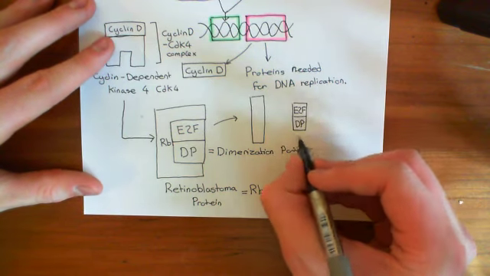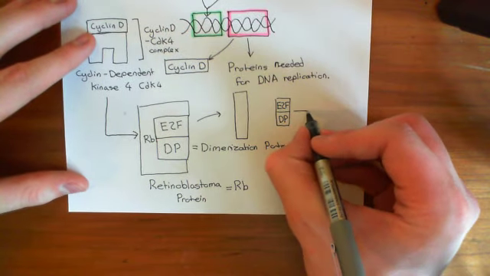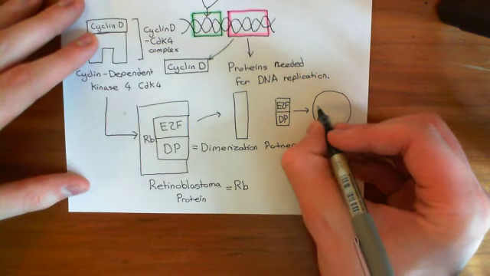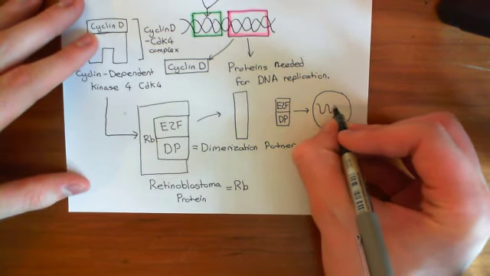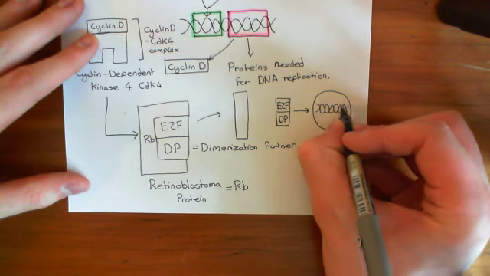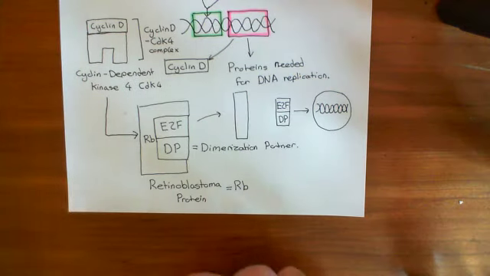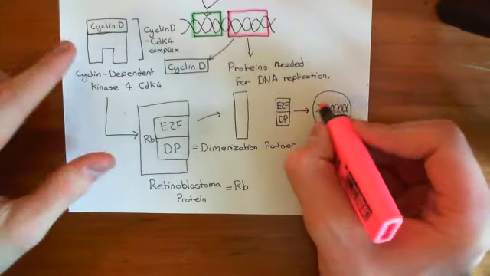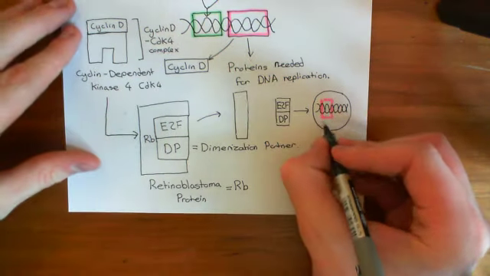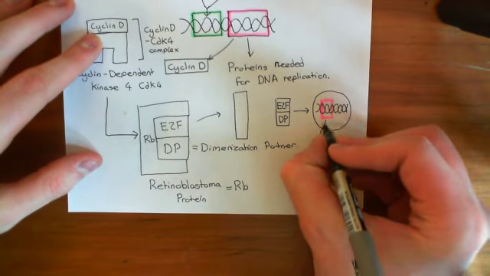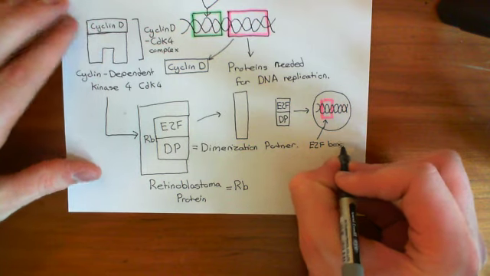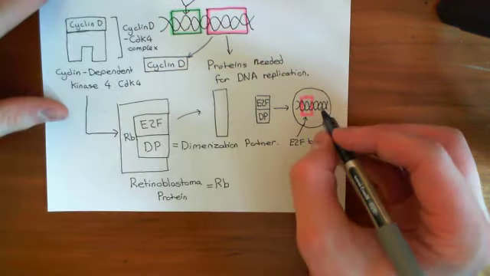Now this dimer is going to go into the nucleus, and it's going to activate the transcription of a bunch of genes by binding to promoter regions which have a certain binding site for this E2F dimerization partner complex, which is known as an E2F box. So certain promoter regions will have an E2F box in them, where this E2F DP complex can bind. So this is the E2F box. When it binds to the E2F box, it increases the transcription of the downstream gene over here.